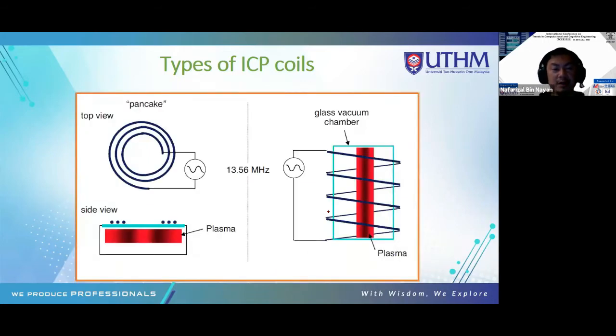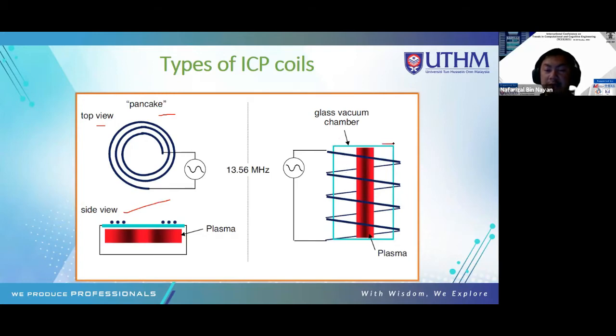So this is the type of ICP coil. They call it a pancake structure. This is the top view. We can have a side view. And then we can also have a cylindrical one.